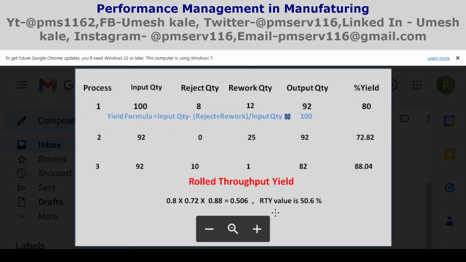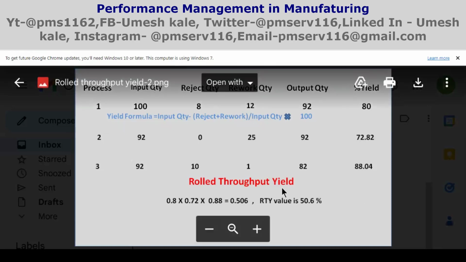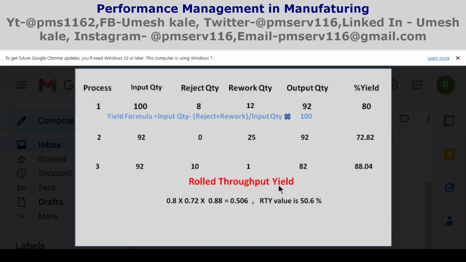It means if your input quantity is 100 numbers, then the output quantity is 50 numbers. We are calculating only OK quantity, so you will get 50 OK numbers, and the others will be rejected and reworked. In this way, the whole rolled throughput yield is calculated. This gives the overall concept of rolled throughput yield, and you will understand how it is impacting your quantity produced and the cost of the product.